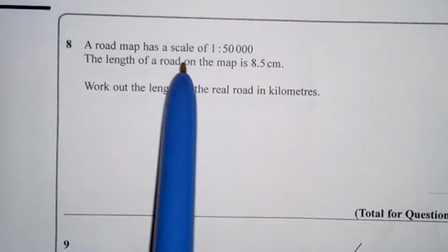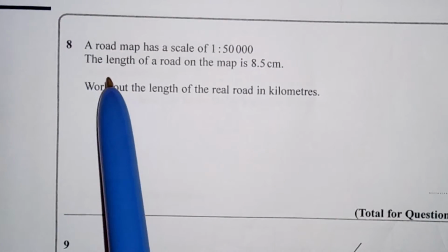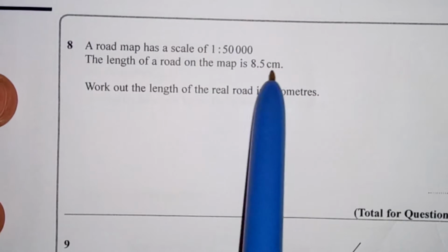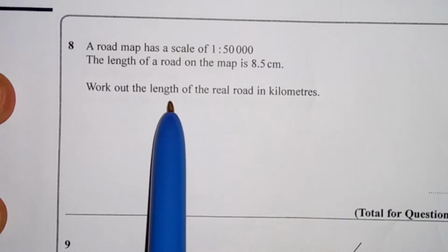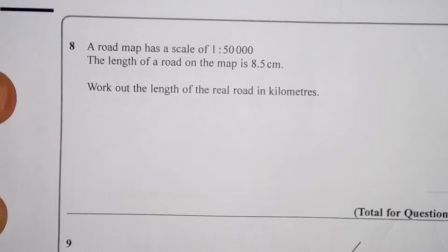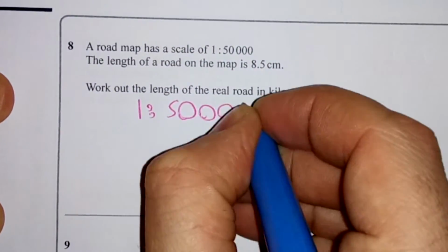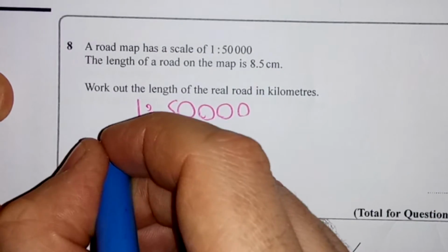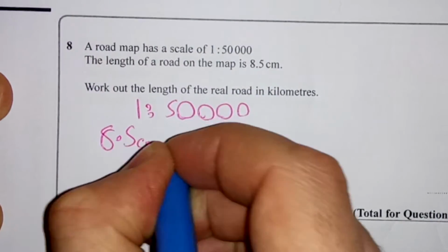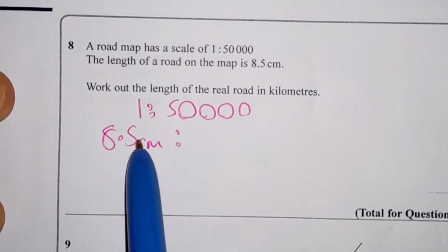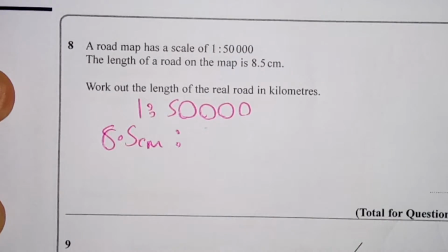Thank you. A road map has a scale of 1 to 50,000. The length of the road on the map is 8.5 centimetres. Work out the length of the real road in kilometres. Right, so if it's 1 to 50,000 and it's 8.5 centimetres, okay, we now need to work out what the actual measurement is.